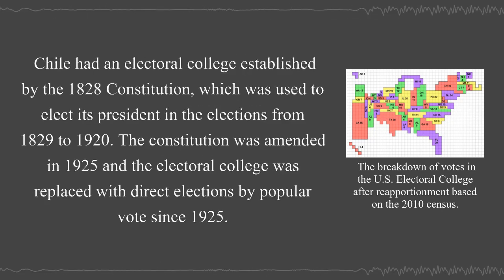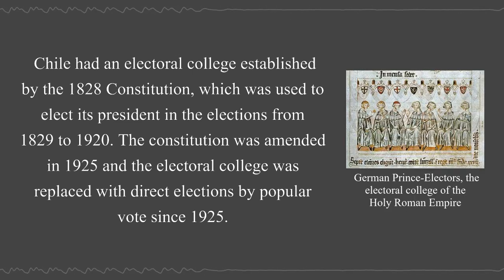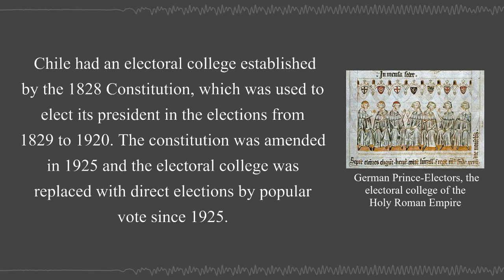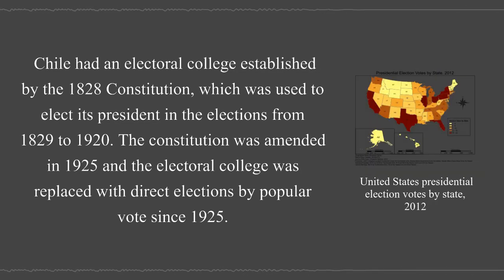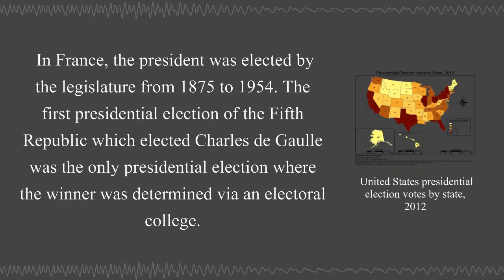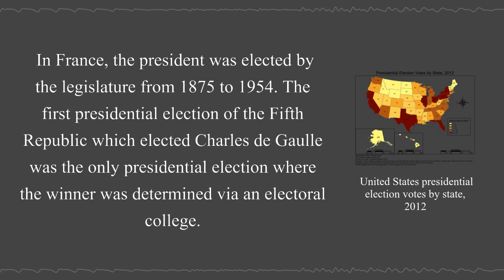Chile had an electoral college established by the 1828 Constitution, which was used to elect its president in the elections from 1829 to 1920. The Constitution was amended in 1925, and the Electoral College was replaced with direct elections by popular vote since 1925. In France, the president was elected by the legislature from 1875 to 1954.